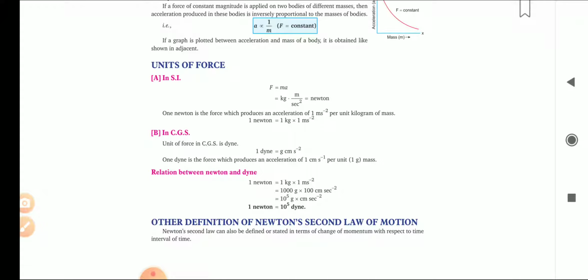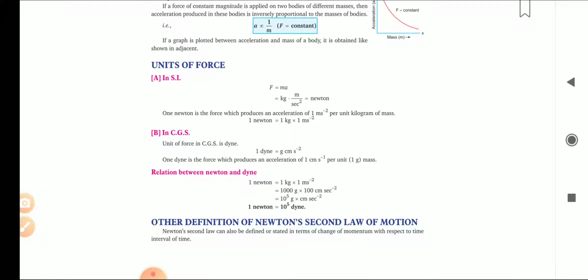So you can also define this 1 Newton. What is 1 Newton? 1 Newton is that force which, when applied on a body of mass 1 kilogram, produces in it an acceleration of 1 meter per second square.